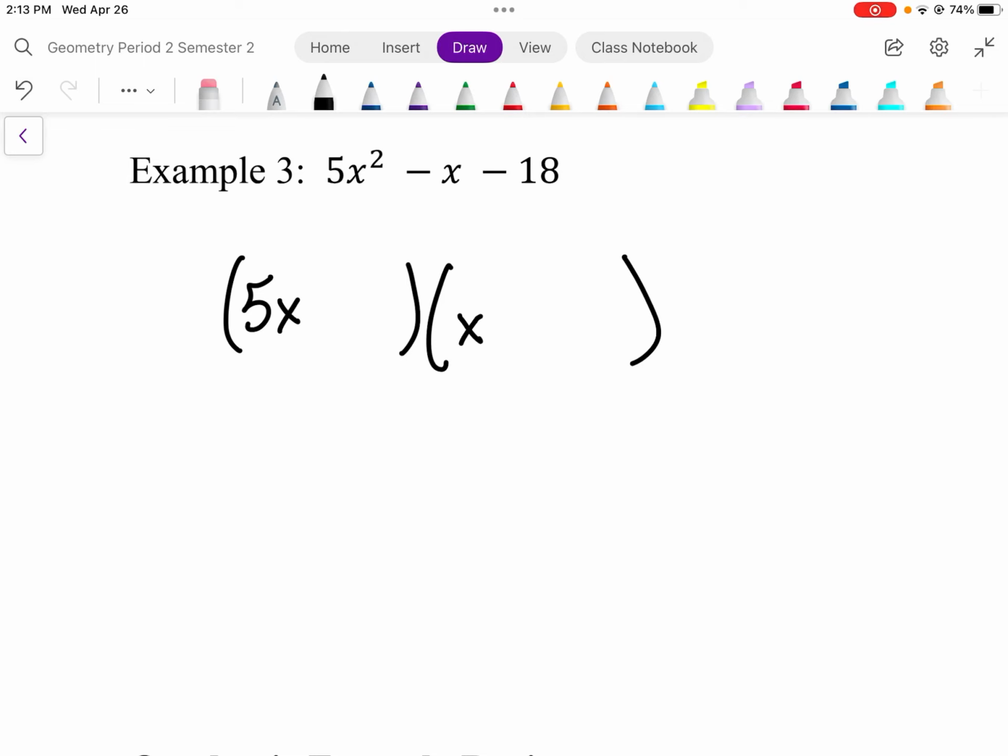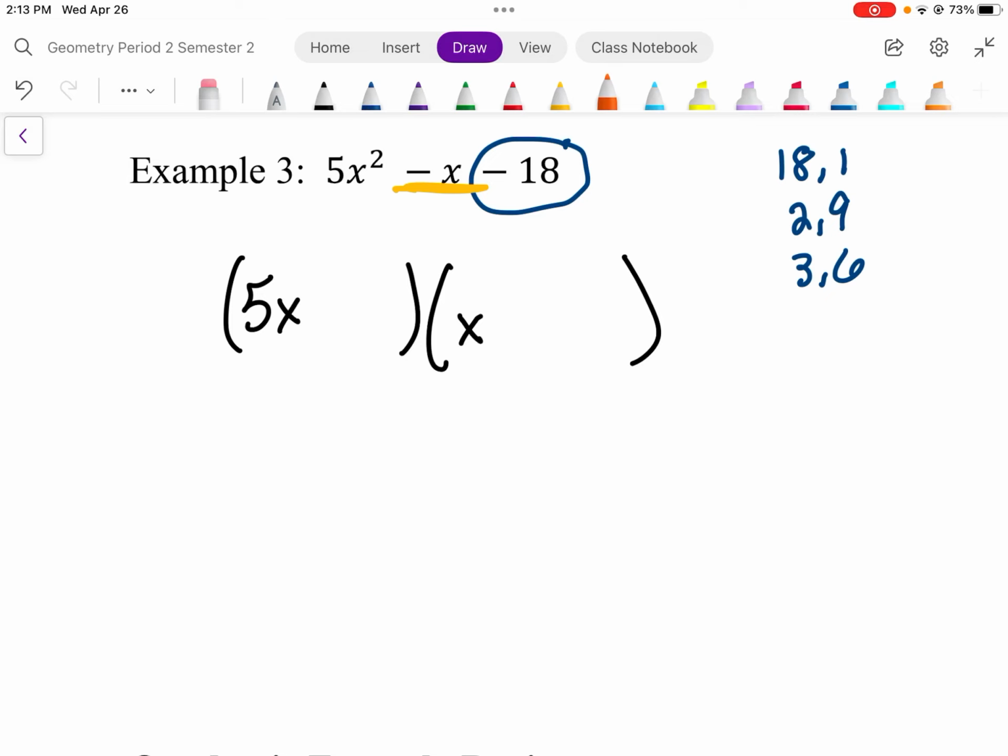5x squared means we have a 5x and an x. And this time they are multiplying to be a negative 18. So we know one is positive and one is negative. That means we have a little bit more options. And when we distribute, we only want a negative x. So let's list out our factors of 18. We have 18 and 1, and then we would have 2 and 9, 3 and 6.